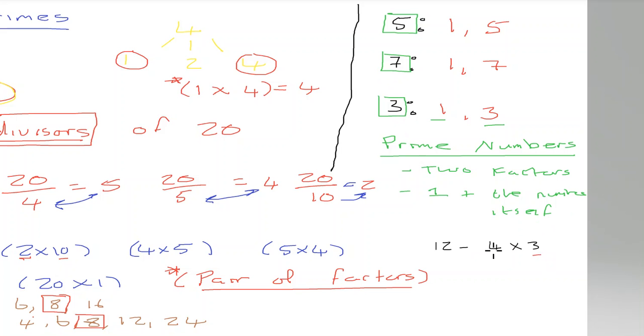Now if we take 4, we can break this down further into prime numbers. The factors of 4 are 2 by 2, so 2 multiplied by 2. So we can actually write 12 is equal to 2 multiplied by 2 multiplied by 3. These are all factors of 12, and they're all prime numbers.